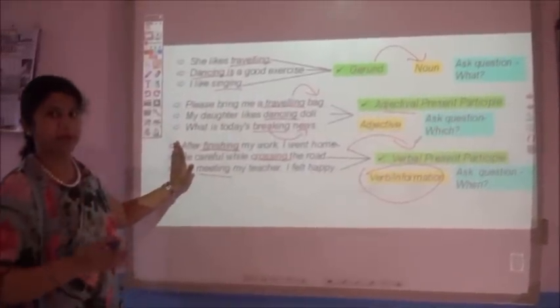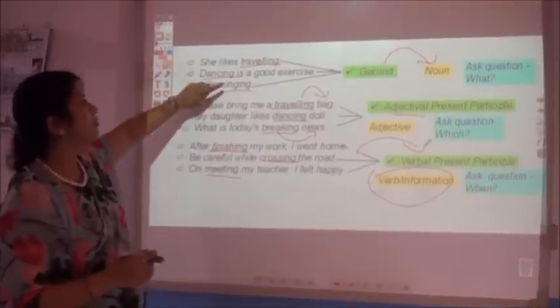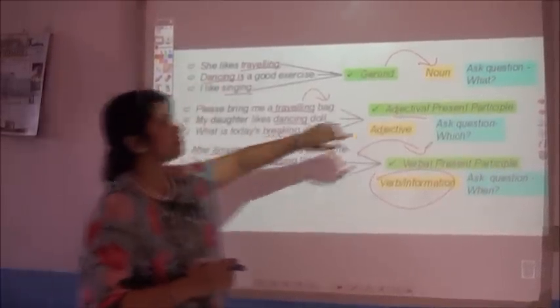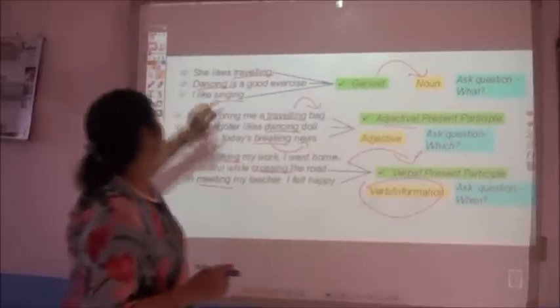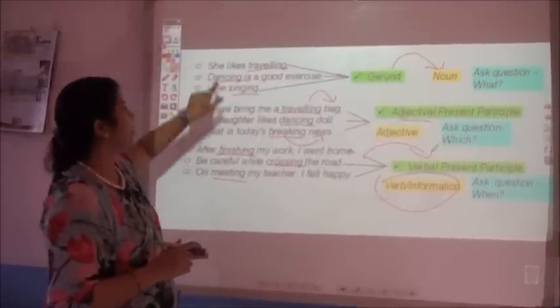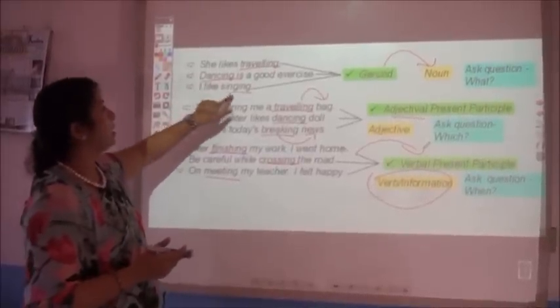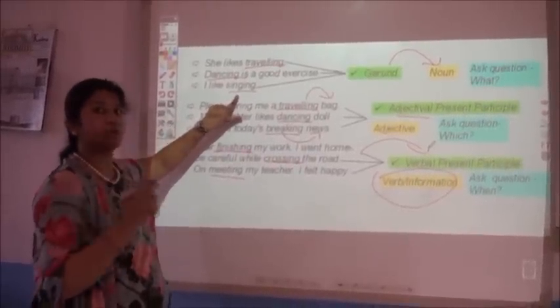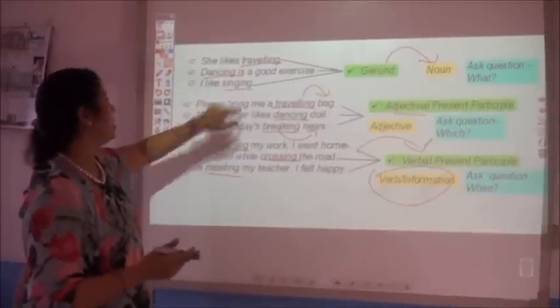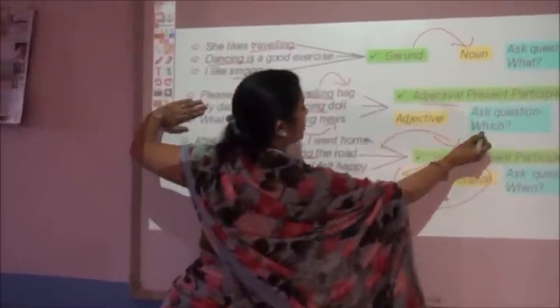Verbal present participle. Okay. For more convenience, you may ask the question like to find out a noun. You may ask the question what? Okay. She likes traveling. What does she like? She likes traveling. Dancing is a good exercise. What is a good exercise? Dancing. I like singing. What do I like? Singing. Right?